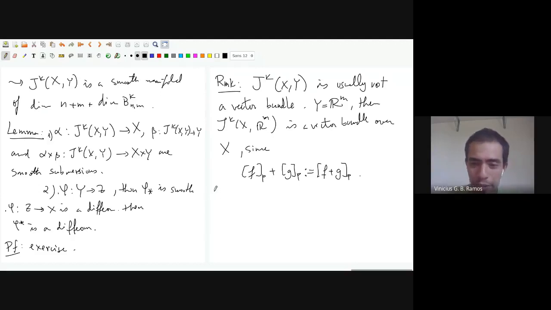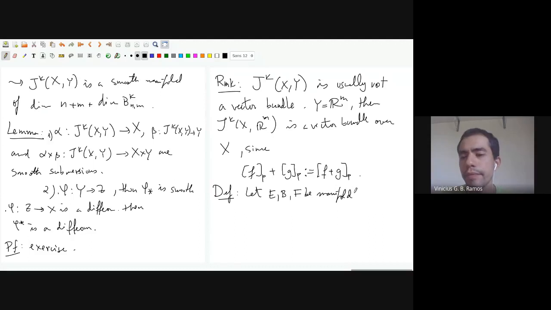Okay, so what this is called is a fiber bundle. So it's a more general thing than a vector bundle. So let me define that. So let E, B, and F be manifolds, and pi be a map from E to B, which is a surjective submersion.